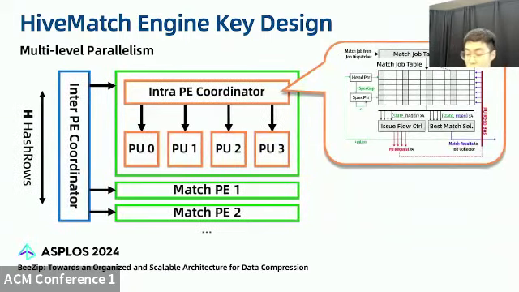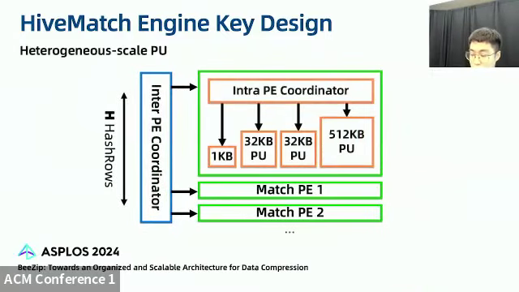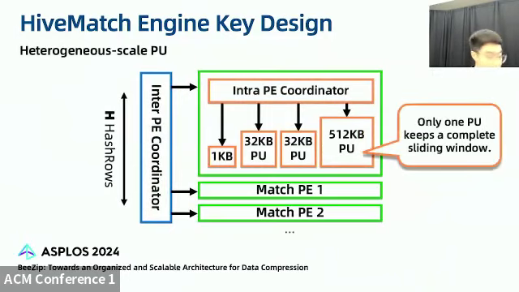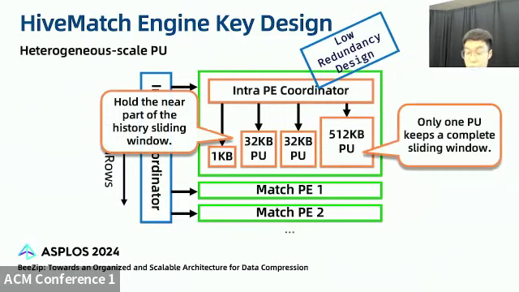The intra-PE coordinator has an internal table to track match job processing. The match PO, on the other hand, is a pipeline structure that accomplishes stream matching operations. It has to hold the sliding window in the SRAM buffer. The final key design is a heterogeneous match PO. The size of each match PO is not the same. We only provide one match PO that keeps a complete sliding window. The other match POs are relatively small and only hold the near part of the sliding window. The intra-PE coordinator keeps the size of match POs in mind and sends the requests respectively. This is a low redundancy design.